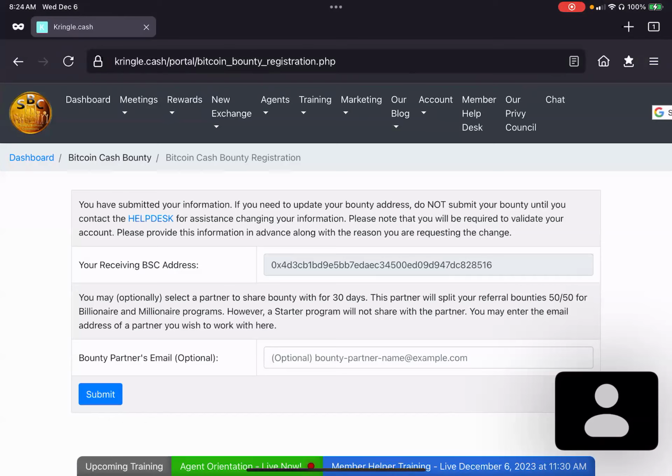And this is going to be the wallet that you receive your instant bounty on. And it's going to be the wallet that you receive your sponsor bounty on for the shared bounty rotator and for the training wheels system.